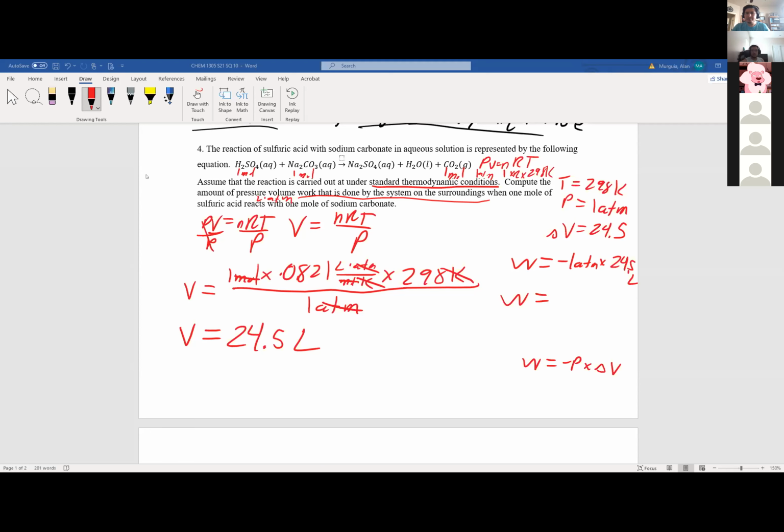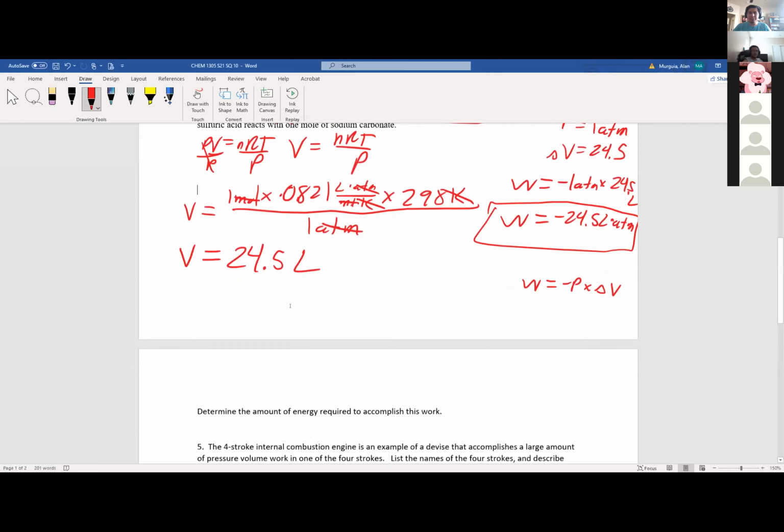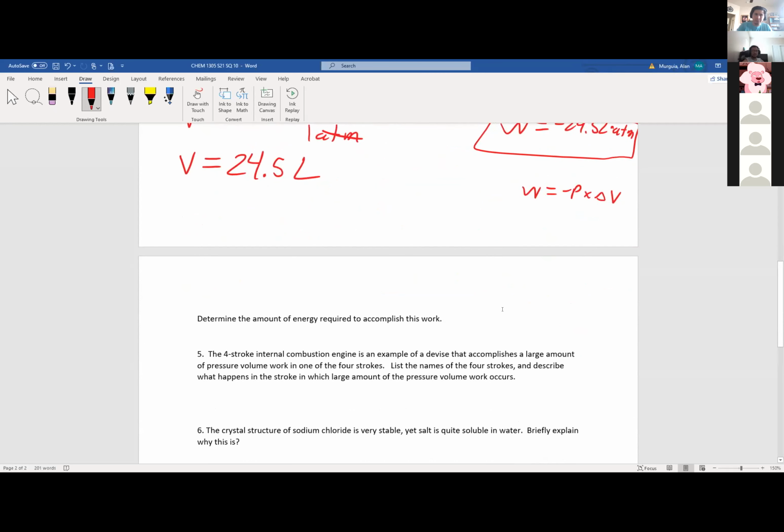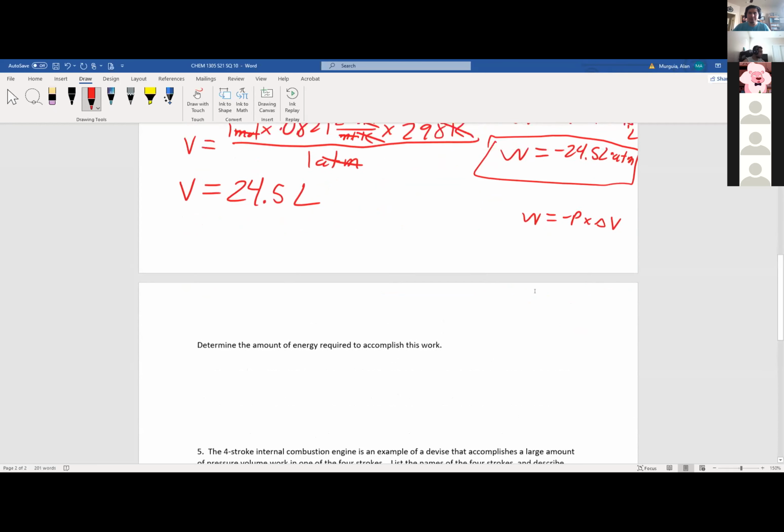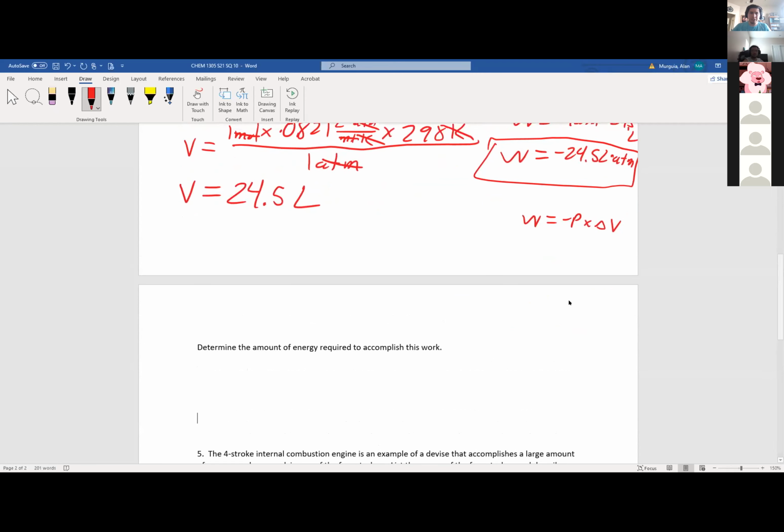It would be negative 24.5 liters times atm. Perfect. Liters times atm, since it's technically pressure volume work, because he likes to word it out that way. So this would be one of our answers right now, for number 1 technically. So work is equal to negative 24.5 liter atmospheres. But remember, work is also energy, because here at the bottom, this next follow-up question asks to determine the amount of energy required to accomplish this work. So we know that our work is negative 24.5 liter atmospheres.